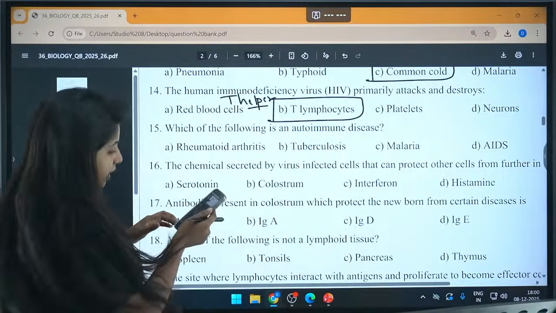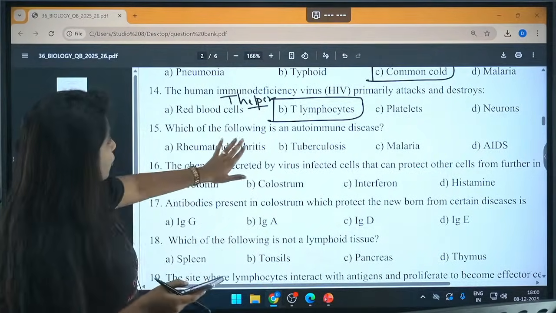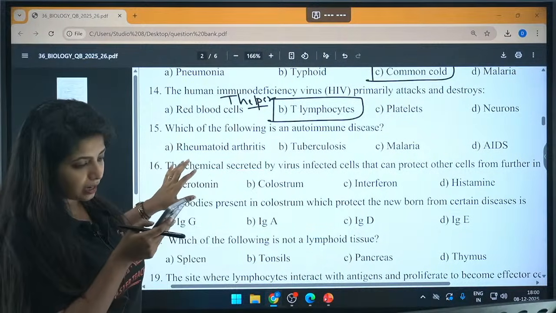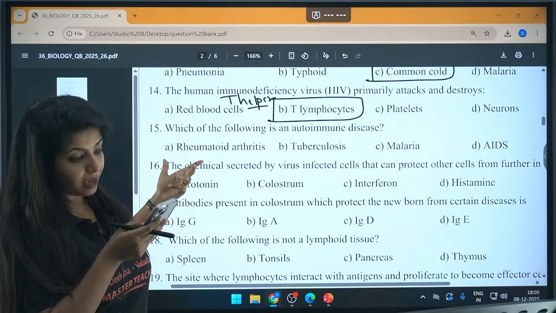Next question. 15th. Oh, I saw 15th. You started answering the 15th question. Okay. Which of the following is an autoimmune disorder? Who was saying first? Mansi was the first person to say. Then Bhagu. Okay. Putta also.